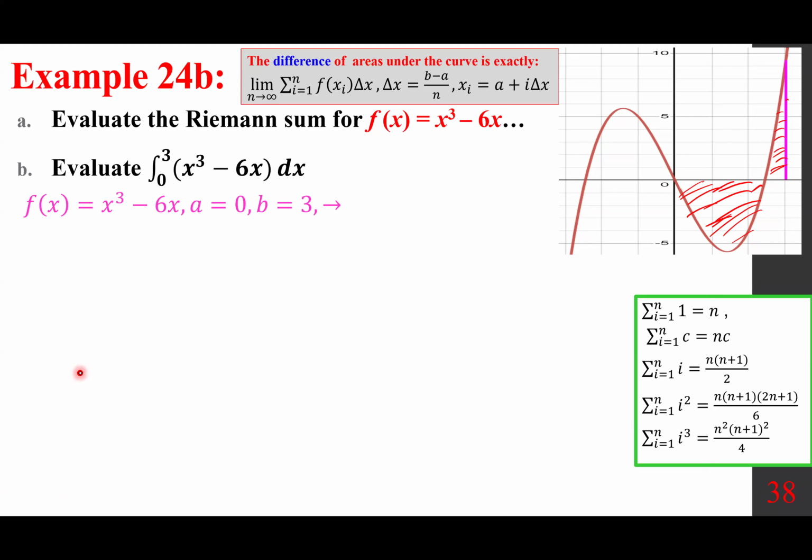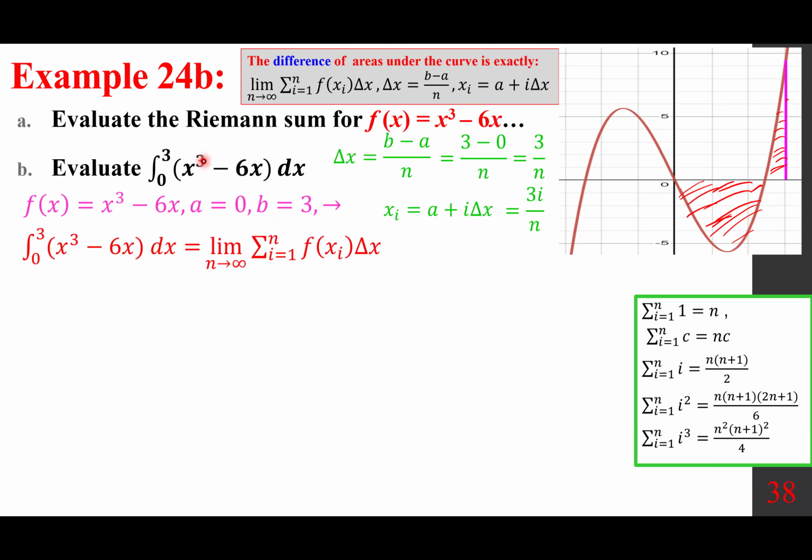So we write the function, we write a, we write b. We are going to calculate delta x is b minus a over n, which is 3 minus 0 over n. x sub i is a plus i delta x, 0 plus 3 times i over n, or i times 3 over n, either way. All right, so this integral is equal to the limit now.